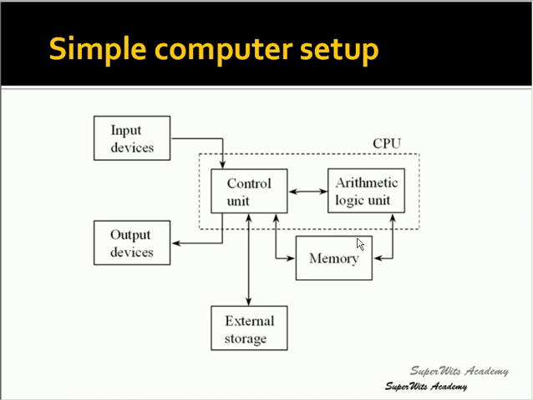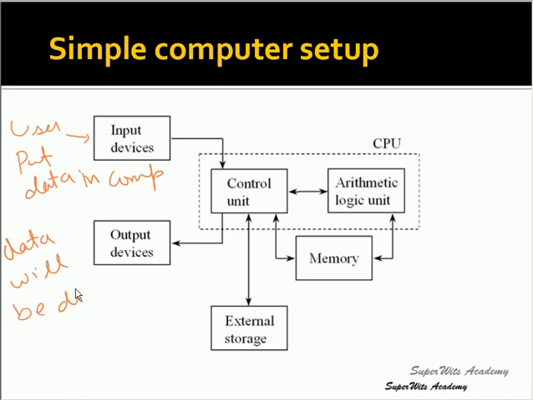So any computer which you will work upon will have this basic setup, right? There will be some input devices, there will be some output devices, right? From the input device, the user will put data into the computer, whereas in output devices, data will be displayed to the user, right? So both devices act as an interface between the user and the computer. They are just the intermediate things between computer and user, right?